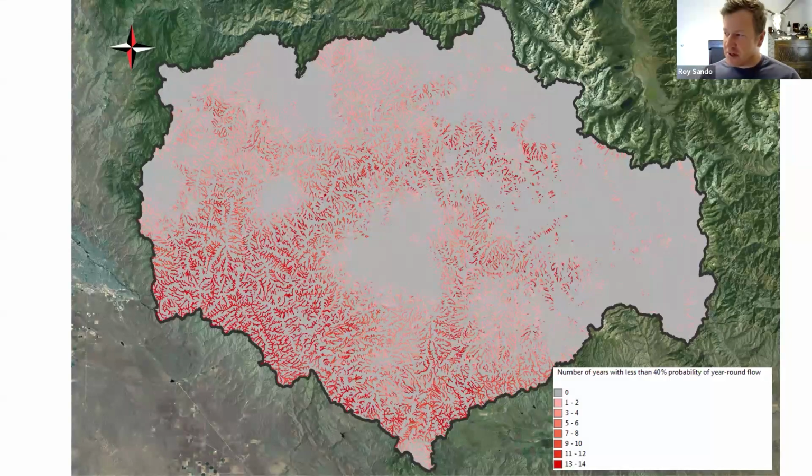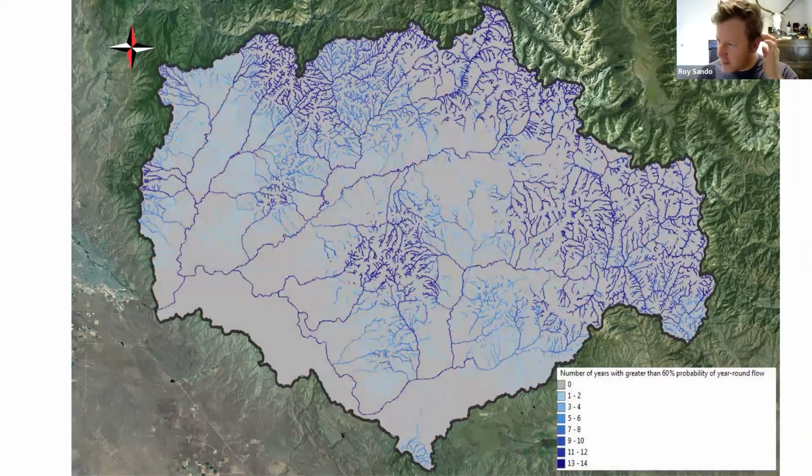One cool thing that this allows us to do is look at the prevalence or the occurrence of these conditions. Here, what we're looking at is, over that 14-year period of record, what locations are predicted to be intermittent the entire time versus only a few years. And conversely, here we're seeing locations that are predicted to be perennial up to 14 years, and you can see the degree of perenniality indicated by the shade of blue here.